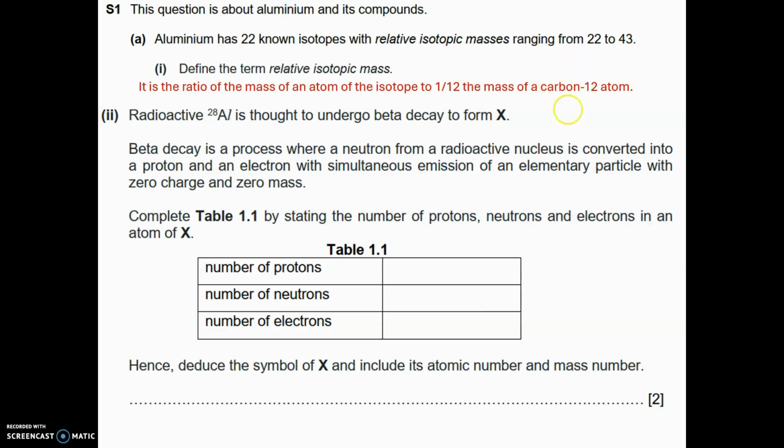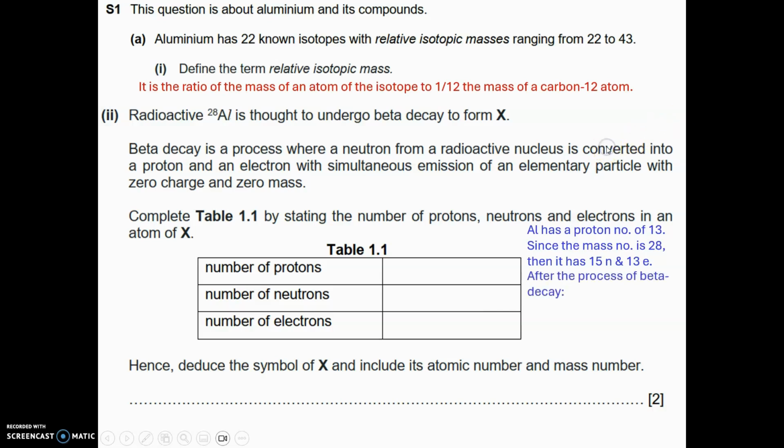Next, we move on to part 2. We give you a radioisotope, which is aluminium-28, and we describe beta decay as a process where we convert a neutron from a radioactive nucleus into a proton and an electron. So first, we note that the proton number of aluminium is 13, and the mass number or the nucleon number is given as 28, which tells us that this particular isotope has 15 neutrons and 13 electrons.